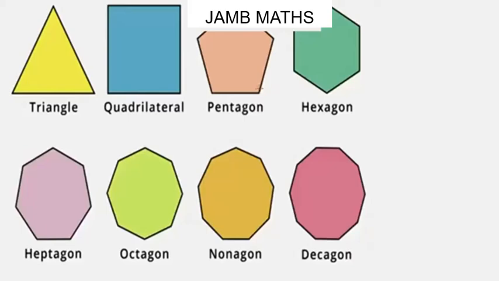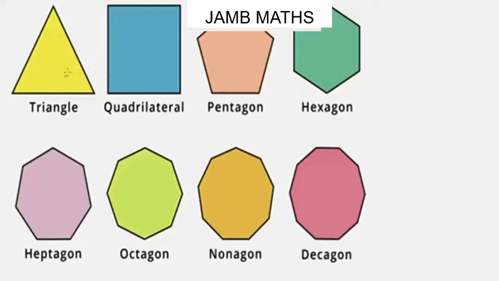Now, a regular polygon is one where all the sides and angles are the same. In an irregular polygon, the sides and angles are different. So these examples we have here are considered regular polygons. They are all regular polygons. Remember that in regular polygons, all the sides and angles are the same. Just like here, the sides and angles here are what?